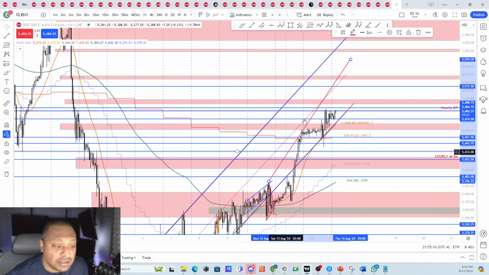What I will do is I will have both these trend lines drawn on my ETH 5-minute chart as well, and I will be careful to see where the price is going up and starts getting rejected.